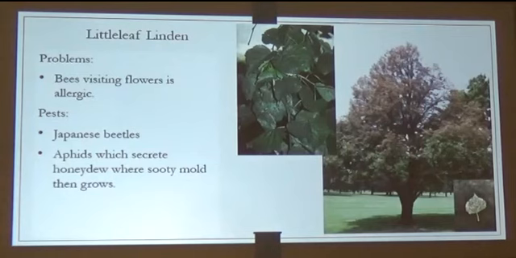But they do sometimes get aphids, and aphids are like the plant bugs. They secrete honeydew, and then that becomes sooty mold. These leaves, it's a little hard to see in the picture, but they're all blackened on the upper surfaces of the leaves because of that honeydew and the sooty mold that forms in it. Yes?